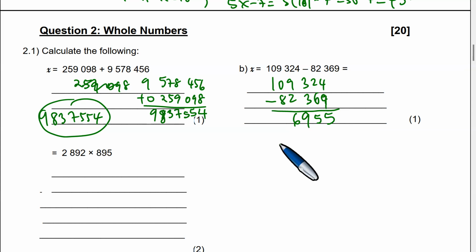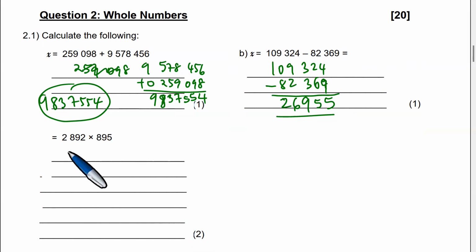Now you have 10 minus 2. Because now you need to say 0 minus 8, but you can't, so you must borrow 1. If you borrow 1, then it becomes 10. 10 minus 8 is what? It's 2. That is the answer, because after you borrow, then everything is 0. Right, so the answer is 26955.